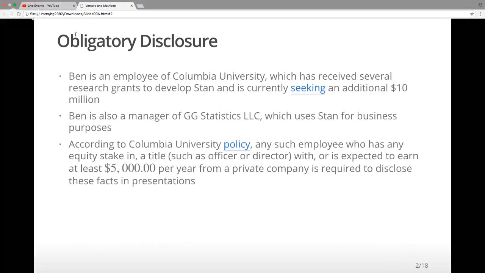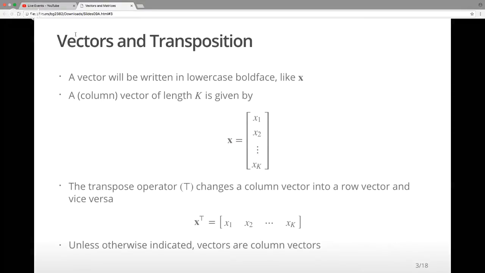So another thing that we need to review is that you're at Columbia, I'm at Columbia, Stan is at Columbia. You stand around Columbia for business purposes, and according to Columbia's policy, that entails that I have to disclose potential conflicts of interest before doing any presentations that basically are about math.